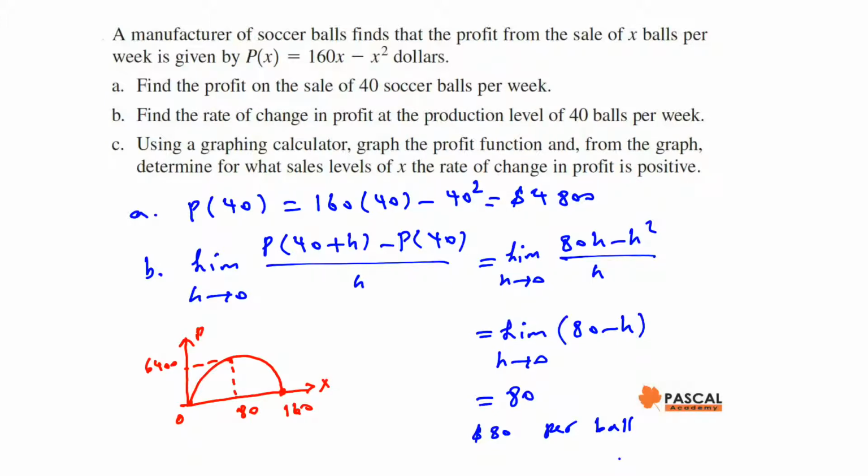We are looking for values of x for which the rate of change of P of x with respect to x is positive. That means for what values of x the slope of the tangent line to the graph of the function P of x is positive. The slope of the tangent line is positive when the value of x is less than 80. Therefore, the rate of change of profit is positive when the sales level is less than 80.